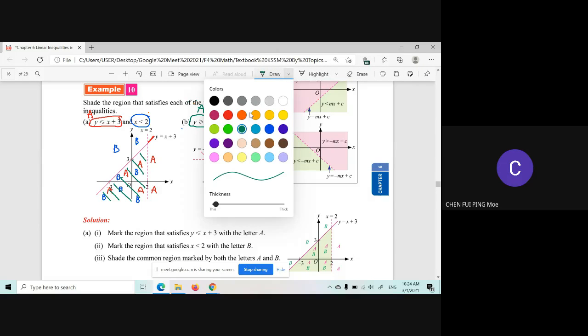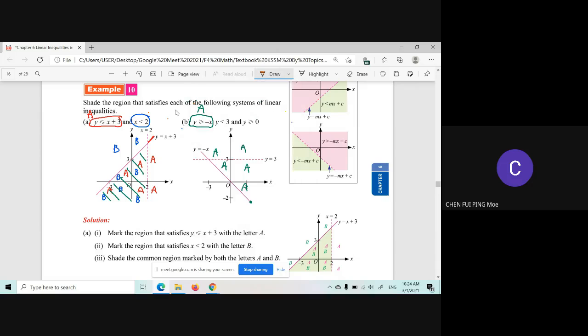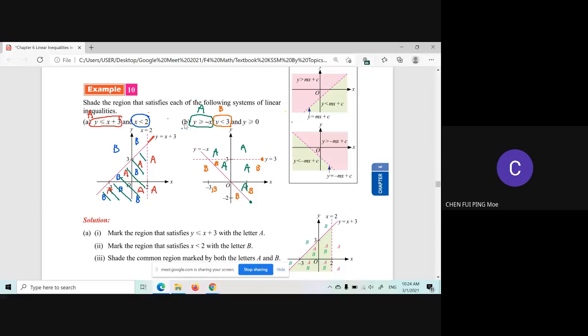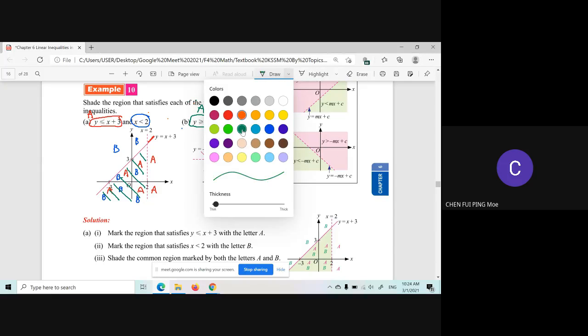And then the second one. I look at the second inequality. y less than 3. So this is y equals 3, the line that I need to refer to. Positive y less than, so now I write B. Positive y less than means below. This one also B. So below.